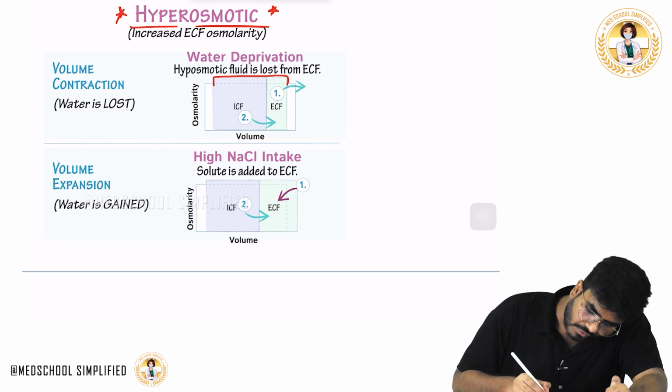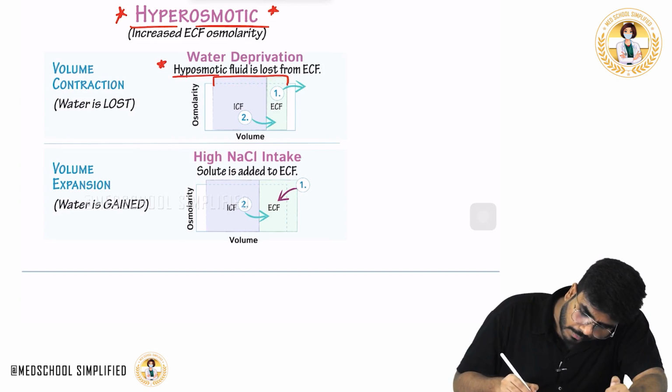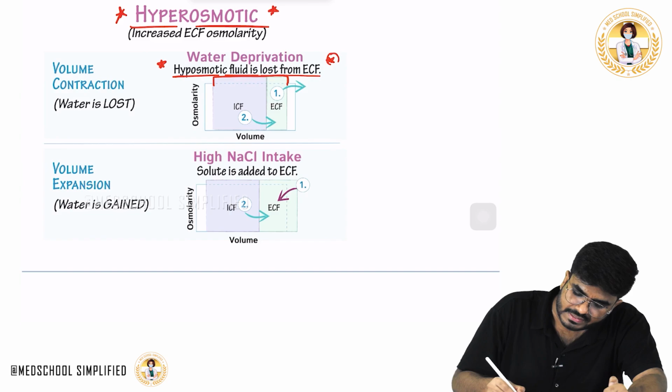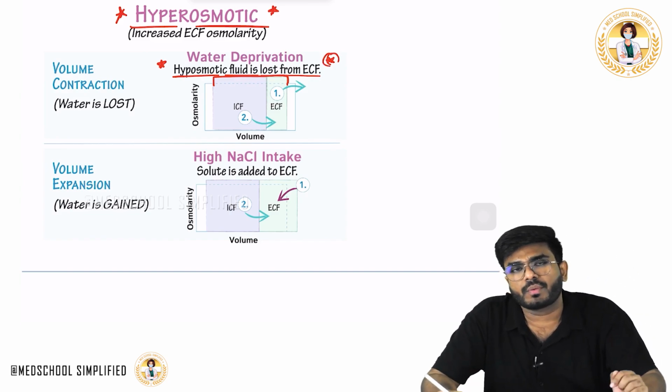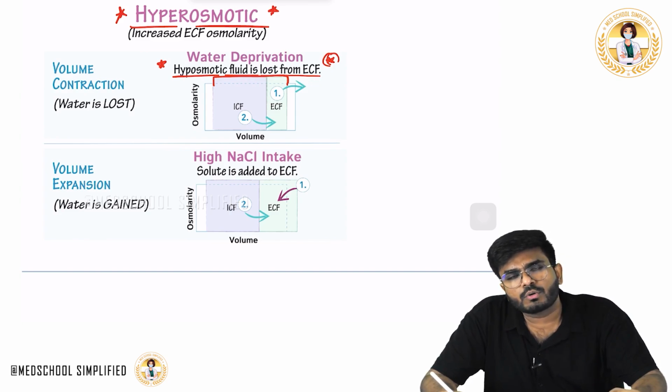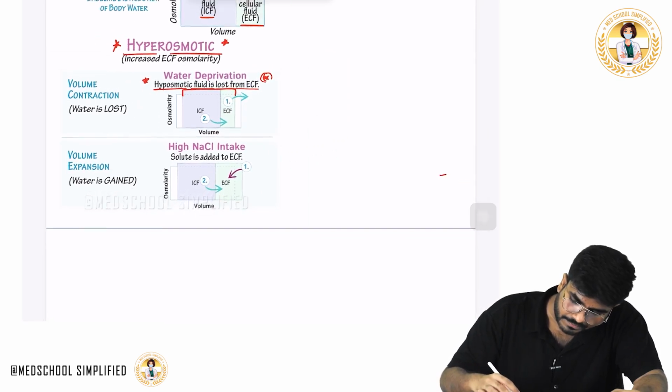So the first condition which I want you to know is there is a loss of hypoosmotic fluid from the ECF. Hypoosmotic fluid is going to go out of the body. So in which condition is hypoosmotic fluid going to go out? Sweating.